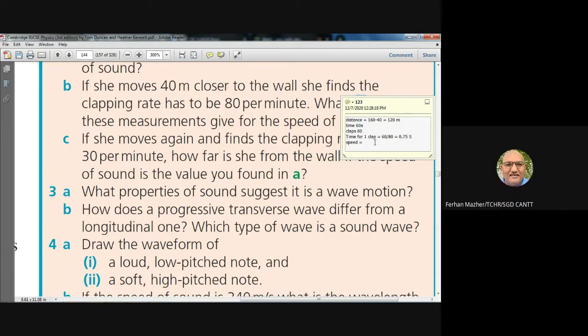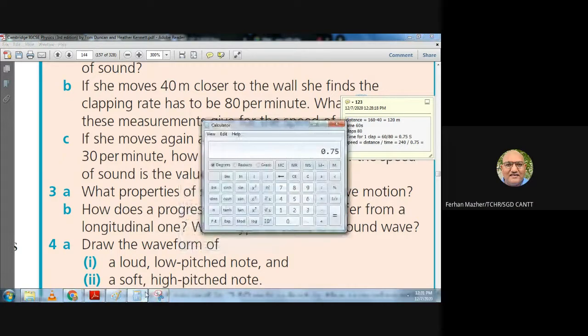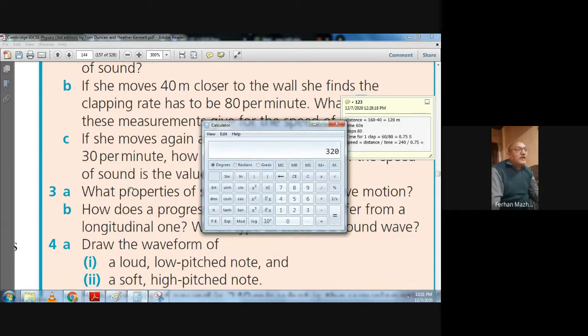So the speed is equal to the distance traveled divided by the time taken. The distance traveled is 120 plus 120, that is 240, and you divide it by the time taken, 0.75 seconds. If you have your calculators, 240 divided by 0.75 gives 320. Again, the speed is still 320.